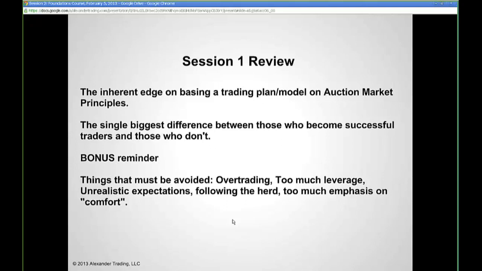Okay, some things that have to be avoided in trading. Over trading, too much leverage, unrealistic expectations, following the herd, and too much emphasis on comfort. Once again, throughout this course, you will see things that address these symptoms. These are symptoms of a bigger problem. They're not necessarily the disease themselves. They're almost always symptoms of a bigger problem.